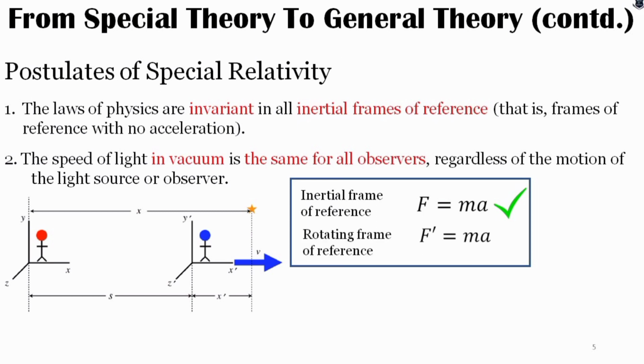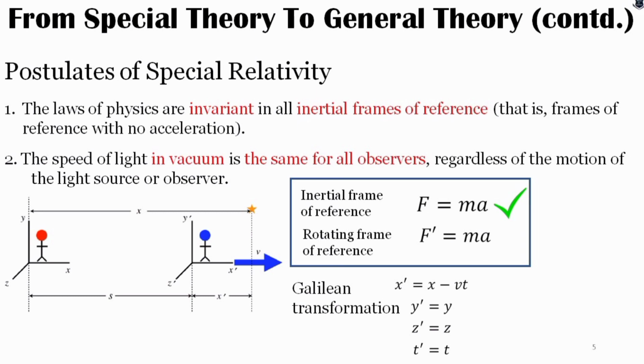Now, if we rotate the frame of reference, the force becomes F prime, and it also holds for a rotating frame of reference as long as it is an inertial frame of reference. Now, I don't want to go into this, but I hope you all know what a Galilean transformation is, where x prime is the transformed coordinate.